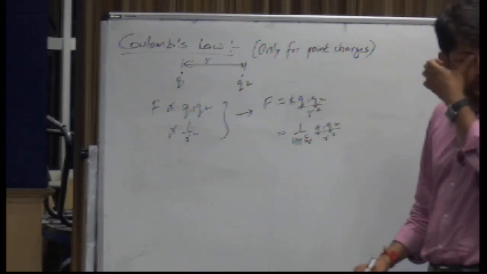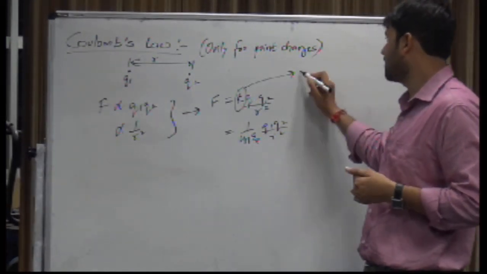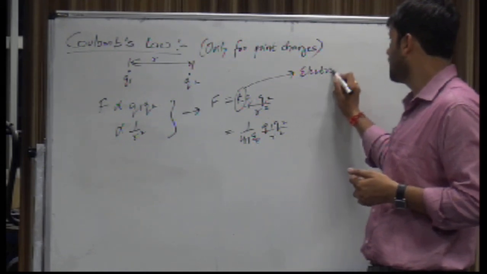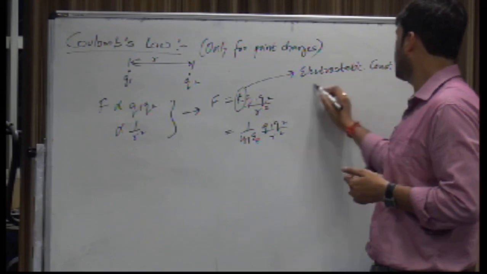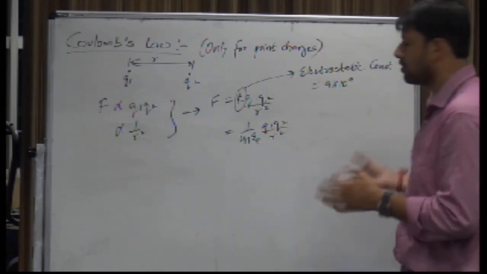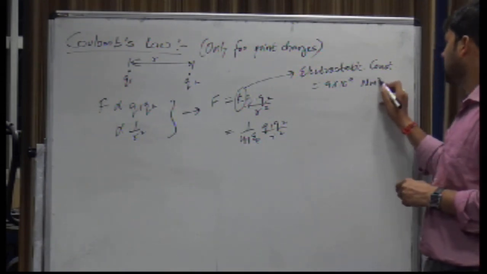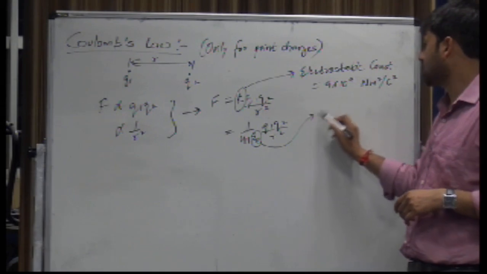Okay? K is called the electrostatic constant. This is permittivity. This is the electrostatic constant. The value is 9 × 10^9, and is it okay? The units? Newton meter square per Coulomb square. Epsilon, this is called permittivity.